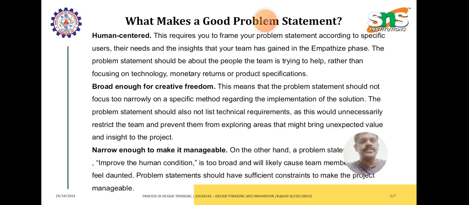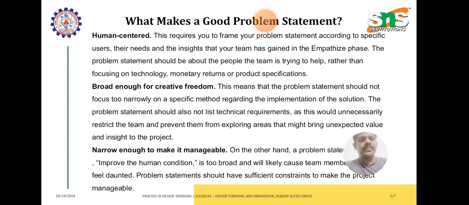What makes a good problem statement, as it is mentioned, is a human-centered approach. This requires you to frame your problem statement according to the specific user, their needs and the insights that the team has gained in the empathize phase. So the problem statement should be about the people the team is trying to help, rather than focusing on the technology, monetary returns, or product specifications.